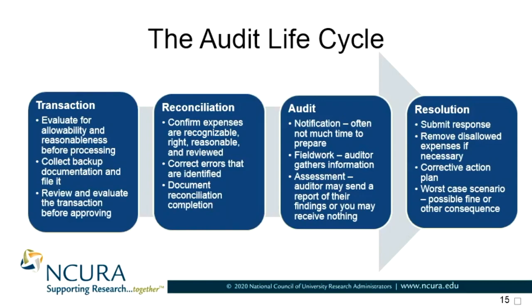Another place in terms of the audit life cycle, in terms of how you're really trying to manage this tightly so that you're prepared for your audit, is doing a comprehensive reconciliation, doing a comprehensive review of the expenses that are posted to an award as you go through the award management. If you identify something that was charged incorrectly, it's going back and trying to correct those in a timely manner, following your cost transfer policies and other things, and then documenting that reconciliation.